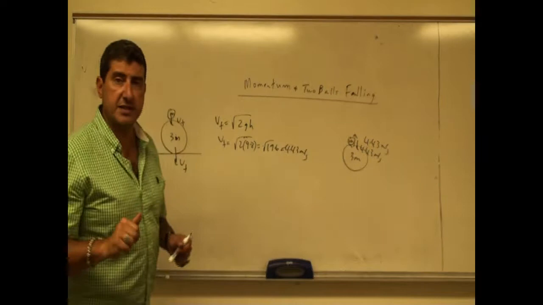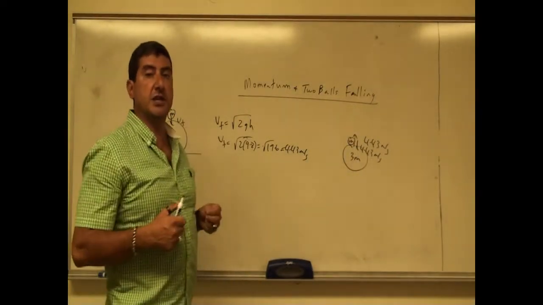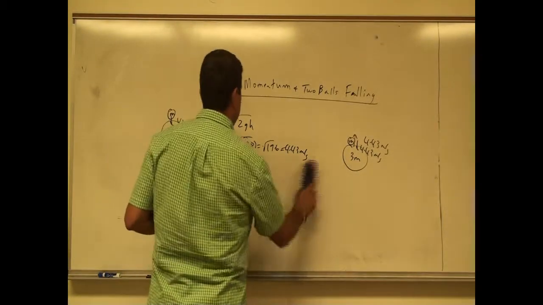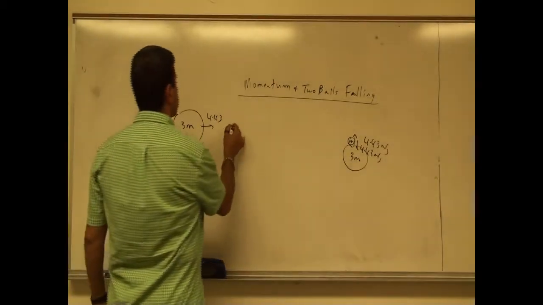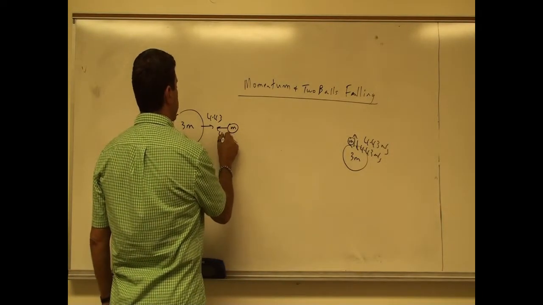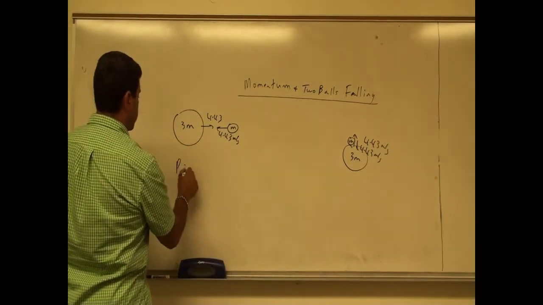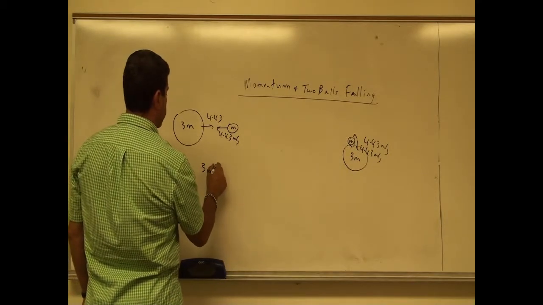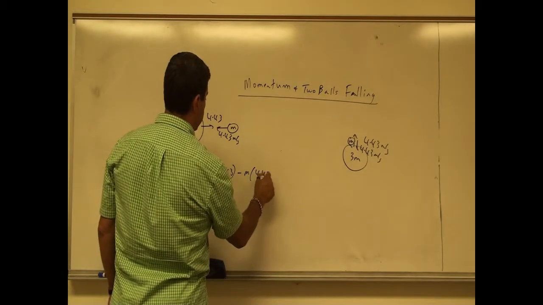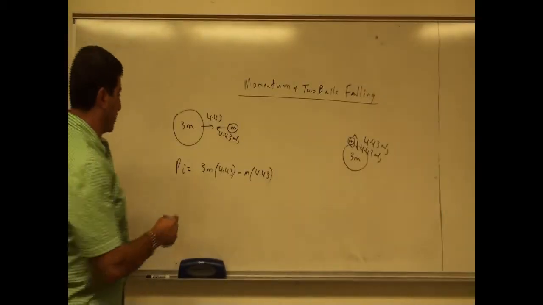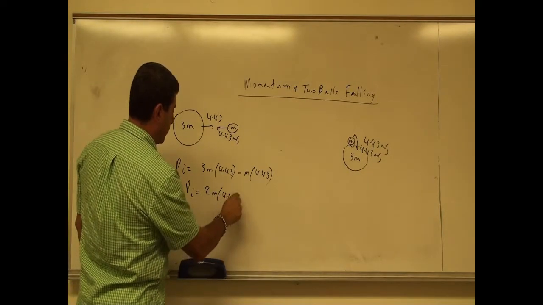Now, for a second, let's treat this just as a pure momentum problem. Assume when they collide with each other that they collide perfectly elastically at 4.43. So I'm treating it purely as a horizontal problem, with the small ball m going at 4.43 meters per second that way. So the initial momentum of the system is 3m times 4.43 minus m times 4.43, so the initial momentum is 2m times 4.43.